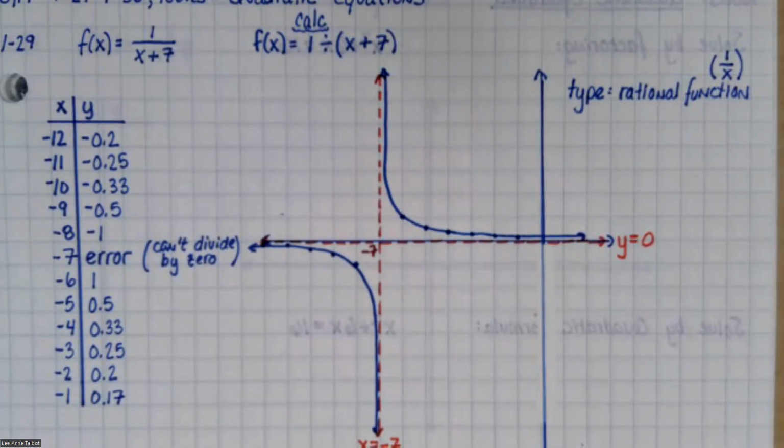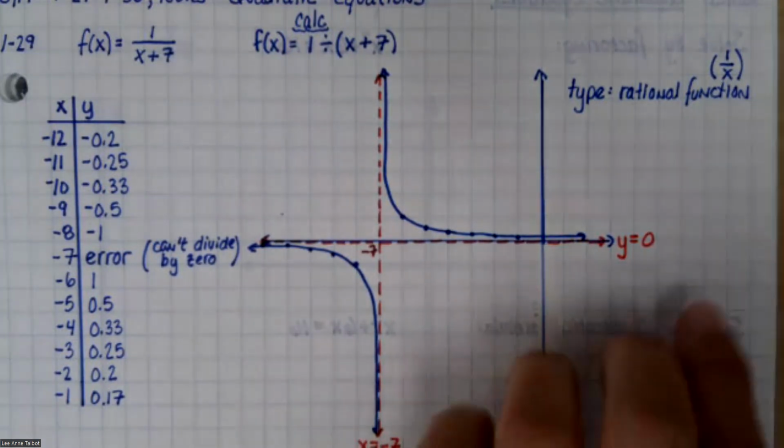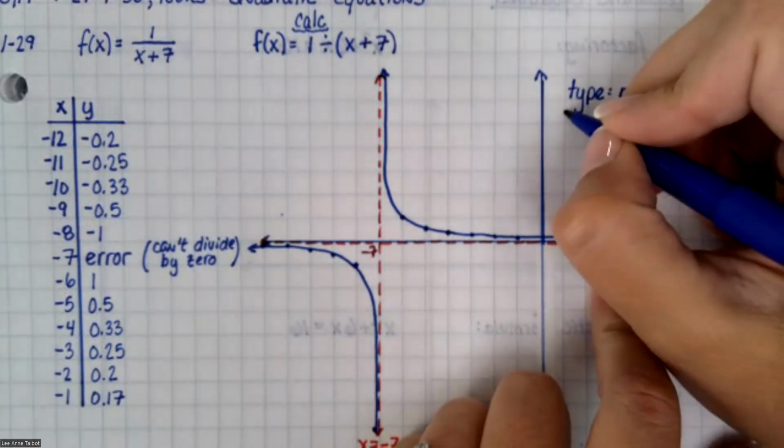Okay, this is called a rational function. Rational meaning ratio. So it's a fraction where x is in the bottom. It does not have to be x plus 7. It can be anything in the bottom. You guys will see when you do your table number. But the shape has a cool name.